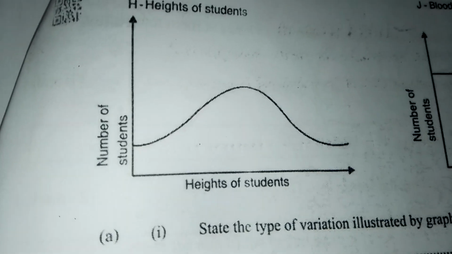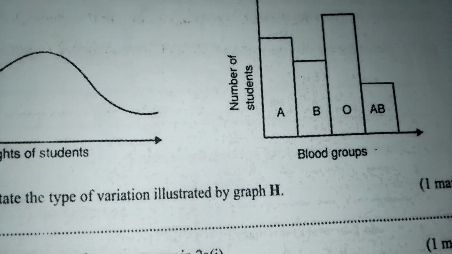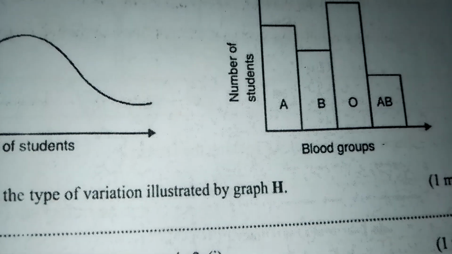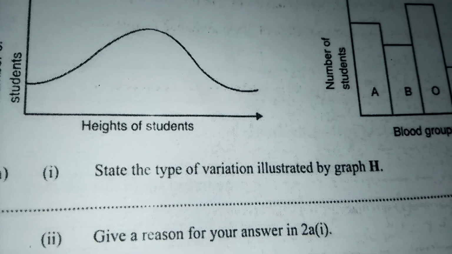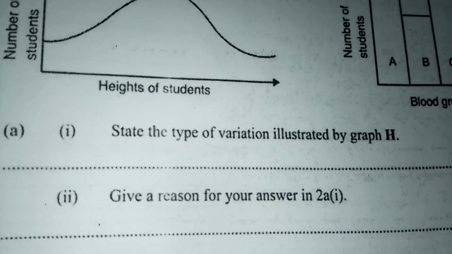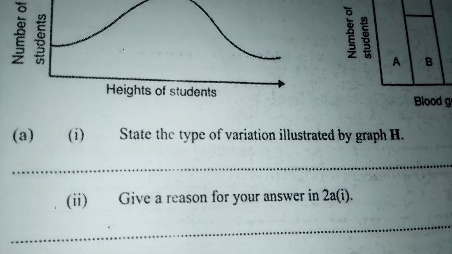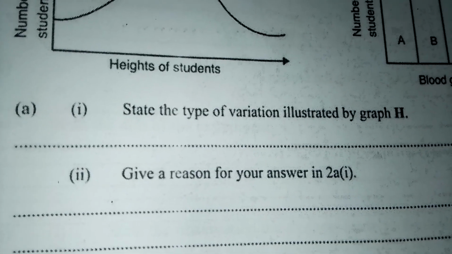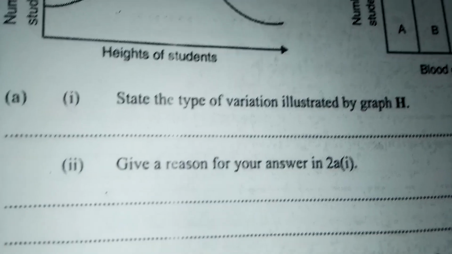You can see on the x-axis we have the height of students and also the number of students. Then on the other side we have the number of students on the y-axis and the blood groups on the x-axis: A, B, O, and AB. You have been told to state the type of variation illustrated by graph H. Then we also have Roman 2, give reasons for your answer in 2A, Roman 1.